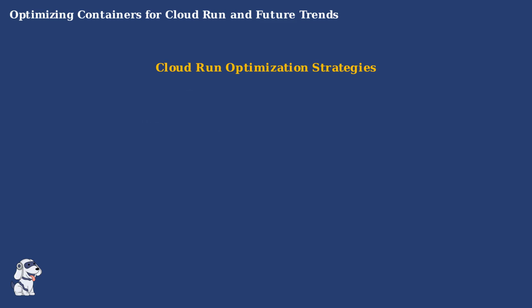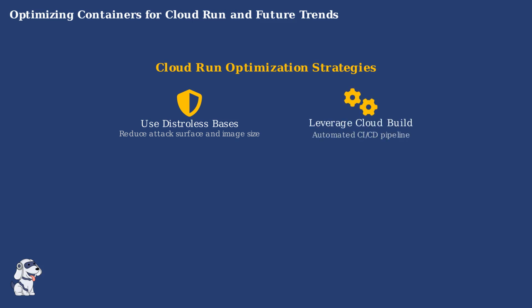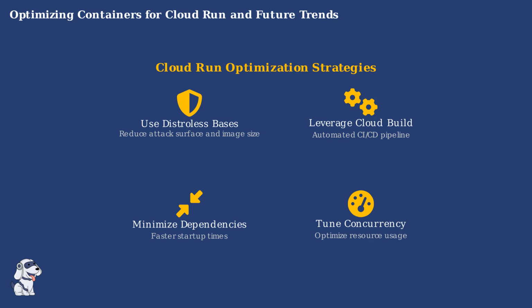Cloud Run optimization begins with using distroless base images, which significantly reduce both security vulnerabilities and image size by eliminating unnecessary operating system components. Implementing automated CI/CD pipelines through Cloud Build ensures consistent, reliable deployments while reducing manual intervention and potential errors in the deployment process. Minimizing application dependencies directly impacts startup performance, reducing cold start latency and improving overall responsiveness of containerized applications. Proper concurrency tuning, combined with memory optimization, ensures efficient resource utilization and cost-effective scaling in serverless environments.